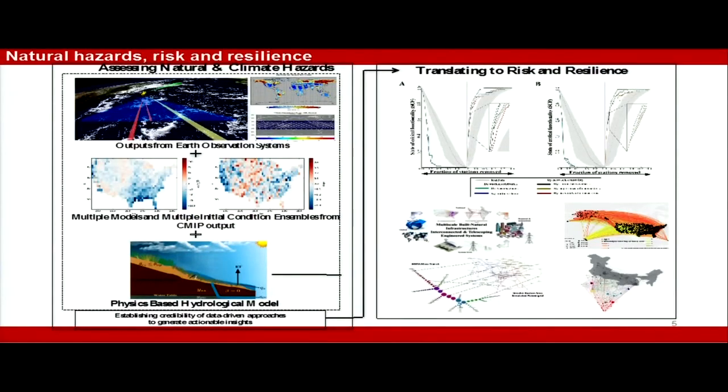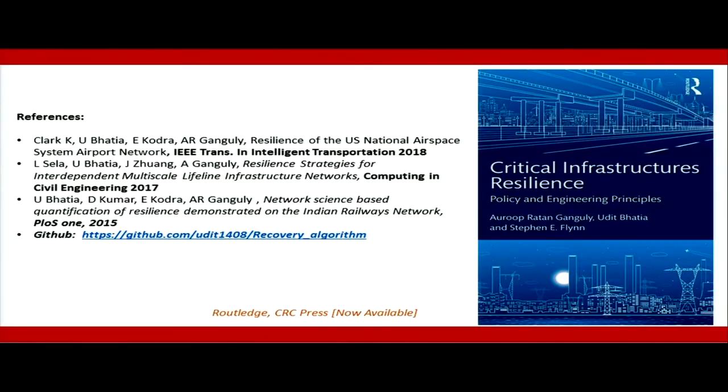So this brings me back to the initial picture. What we are working on is how we can improve and assess the hazards, which include natural and climate related hazards, and once we have better estimates of these hazards, how we can translate this understanding to risk and resilience, which could help us speed up recovery and design a better world. So this is of course a brief discussion about various things that we have been working on.